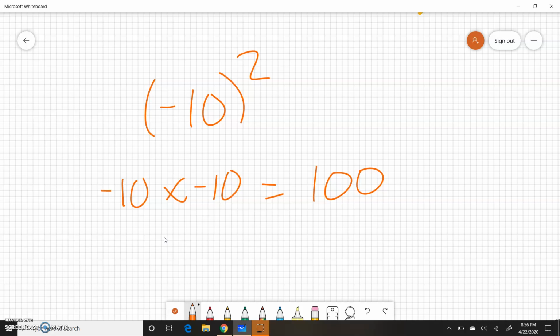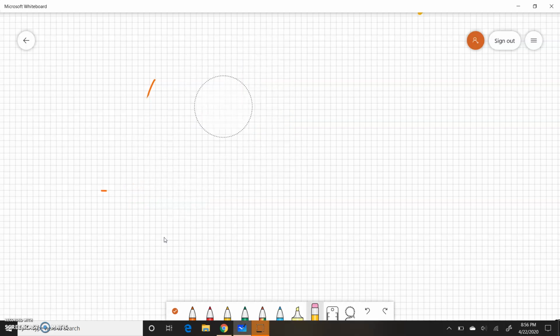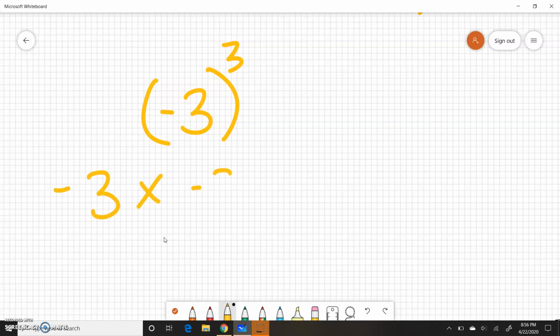Now, there is something else that I do want you to pay attention to. You could be given a problem with a different exponent. So you could be given negative 3 to the power of 3. So it's negative 3 times negative 3 times negative 3. Now you should remember, you cannot multiply more than two numbers at a time. So I have to go through and do only two at a time.